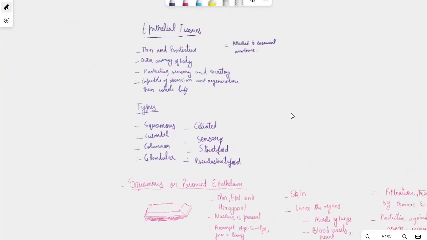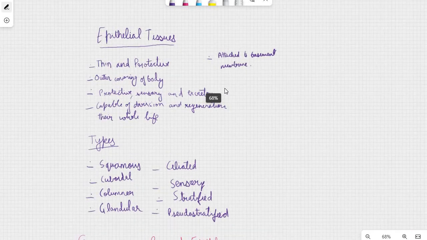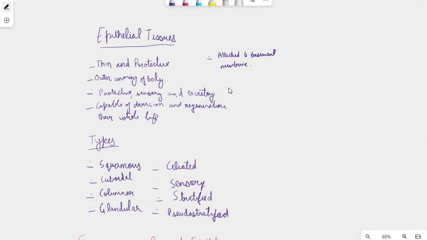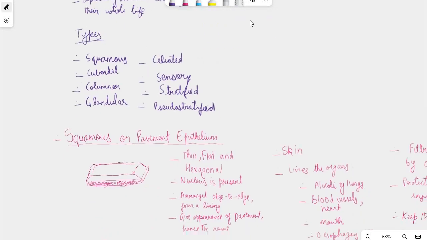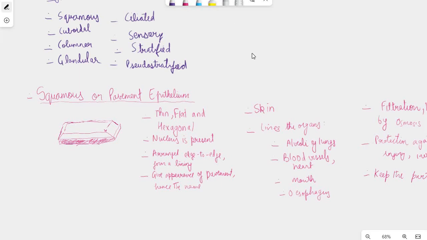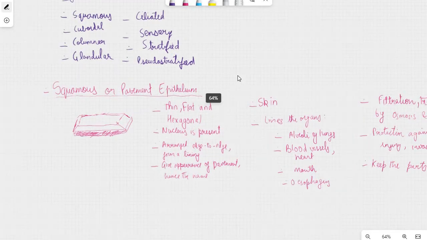So let's just recap in a minute what we've done. First was the epithelial tissues, then its types, and then we did squamous epithelium, its structural features, its location and its function.